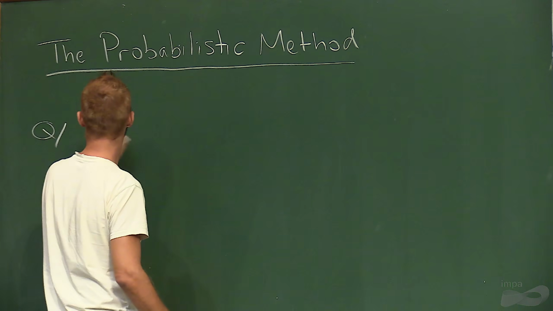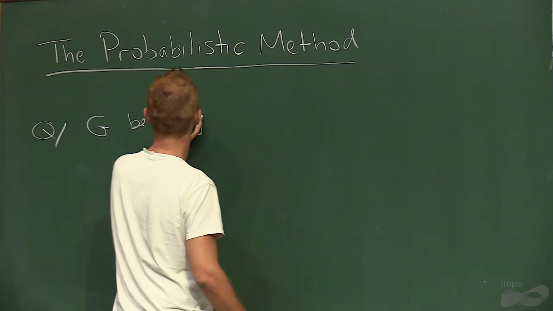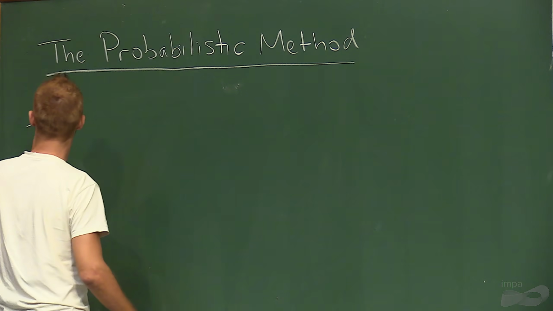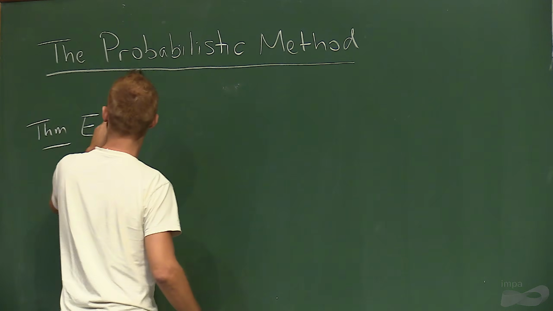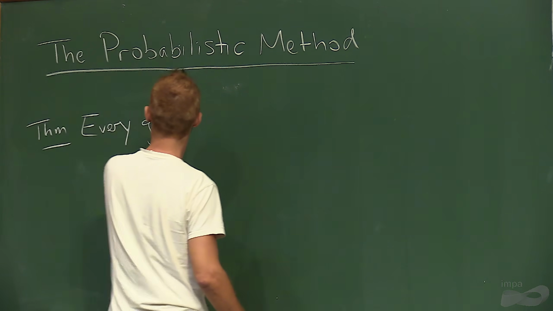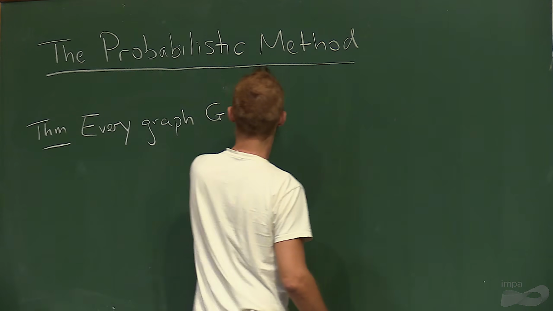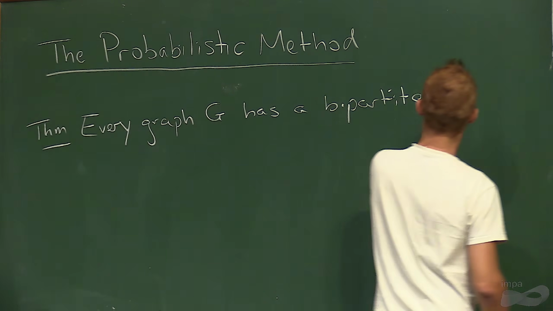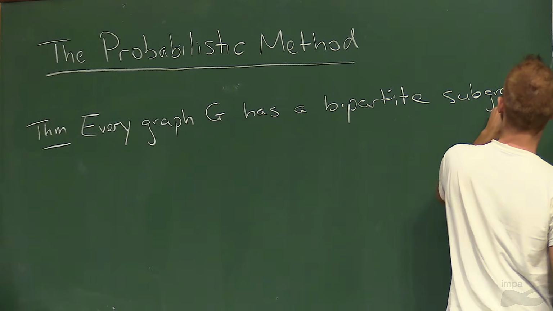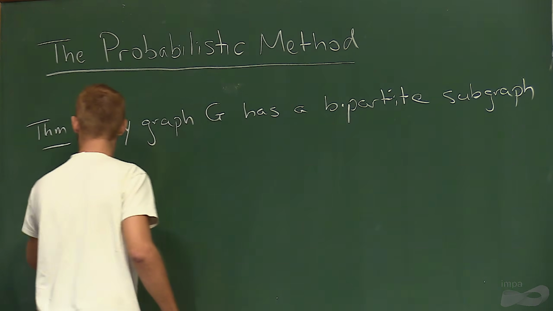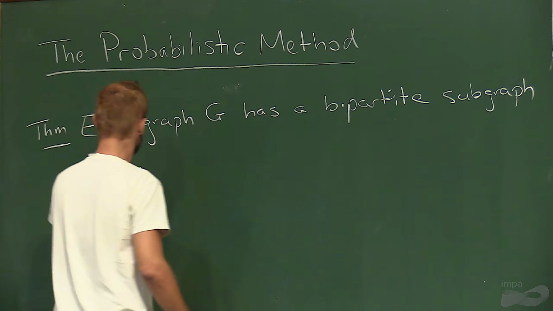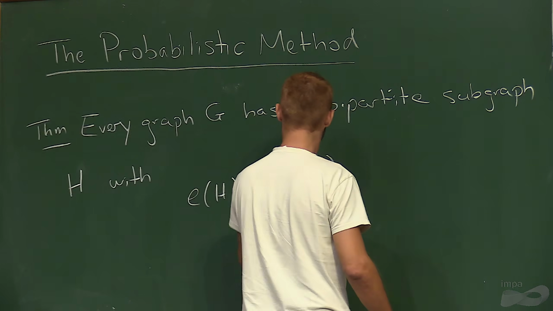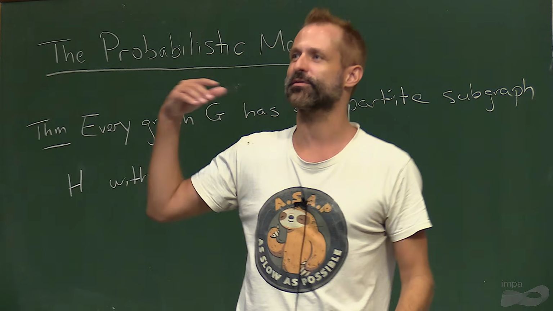So let G be a graph. As I say, it's not really a question, it's a theorem. Every graph G has a bipartite subgraph H with at least half the edges. So someone tell me how to prove this.